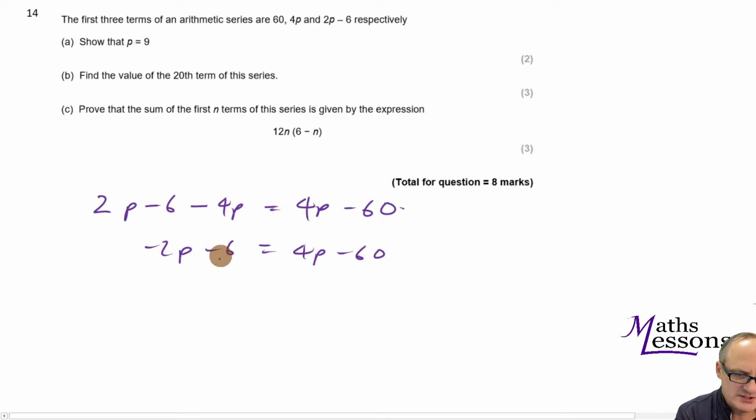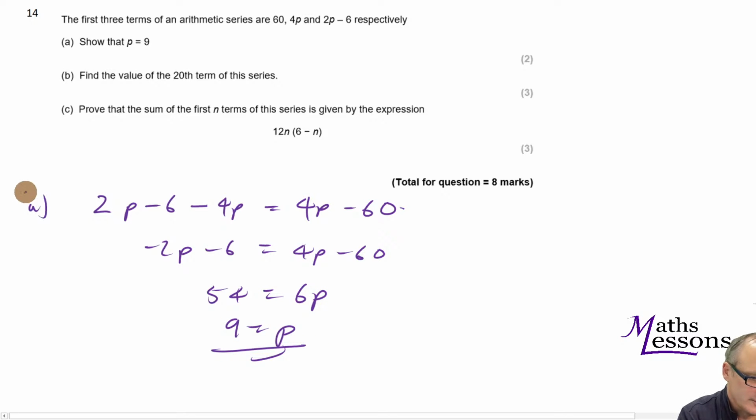So I'm going to add 60 to this side, gives me 54. Add the 2p, gives me 6p. So 9 will equal p. There we go. All sorted. Previously, I'd missed out the 4p, but somehow managed to get the minus 2 that I needed here to get the question right. That's part A.